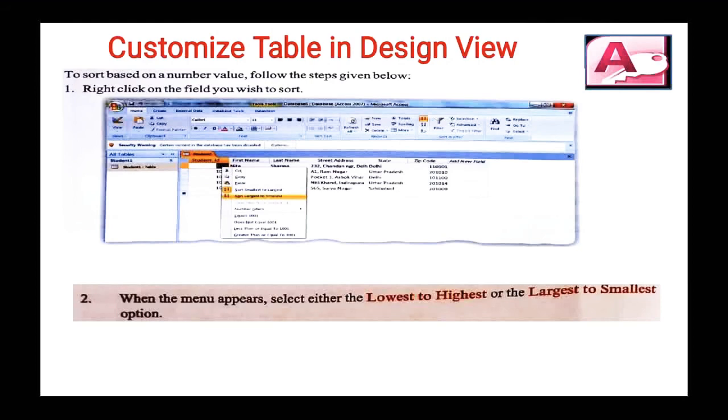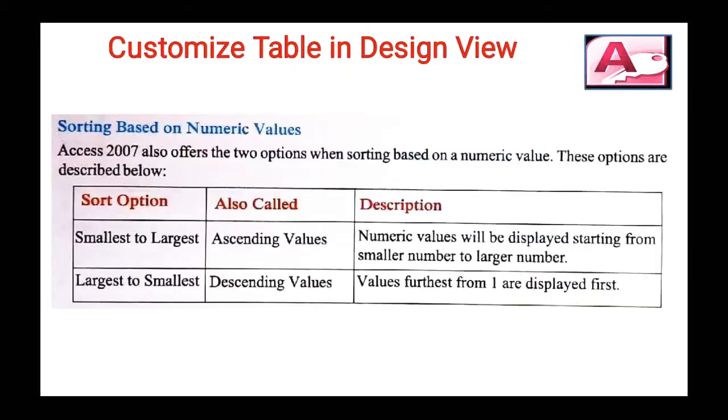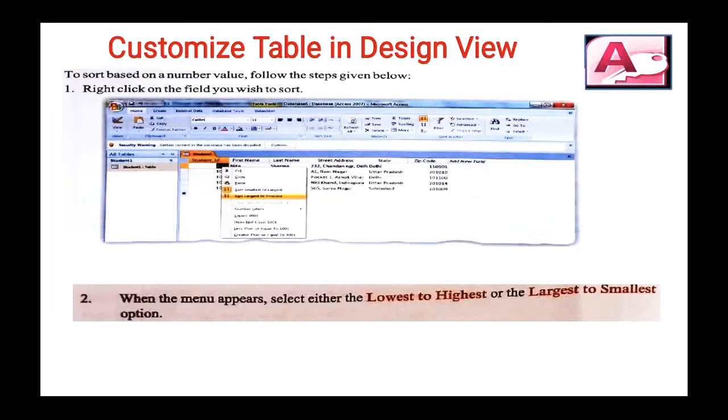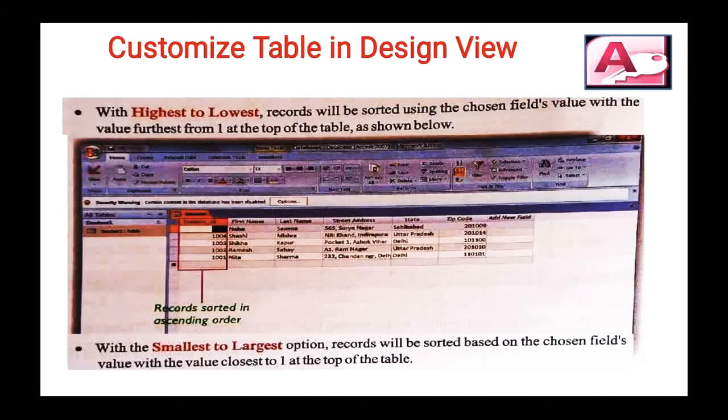Sorting based on a number value. Right-click on the field you wish to sort. When the menu appears, select either the lowest to highest or the largest to smallest option. With highest to lowest, records will be sorted using the chosen field's value with the value furthest from 1 at the top of the table. With the smallest to largest option, records will be sorted based on the chosen field's value with the value closest to 1 at the top of the table.